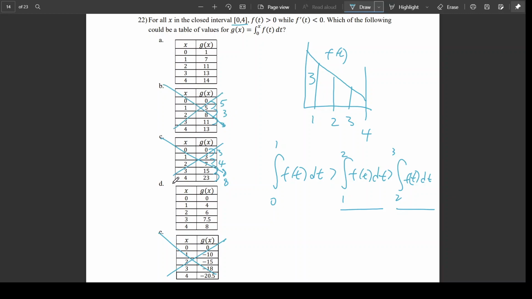Now we're down to A and D. They both might seem to initially fit the conditions. This one goes up by 4, then by 2, then by 1.5, then by 0.5. And this one goes up by 6, then by 4, then by 2, and then by 1. So how do I know which one is right?